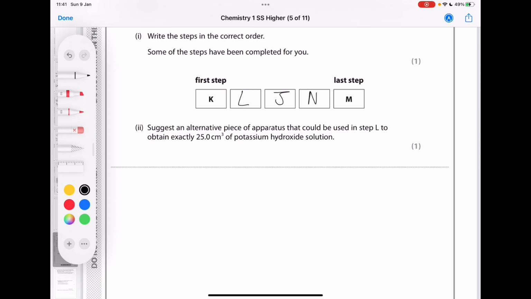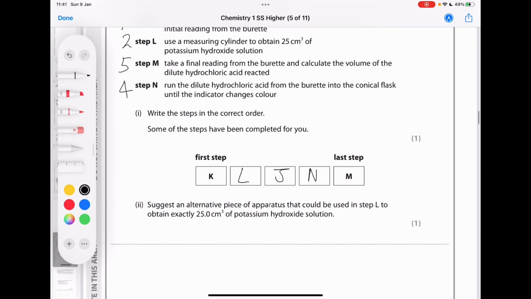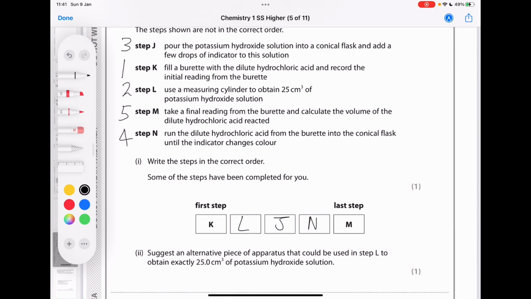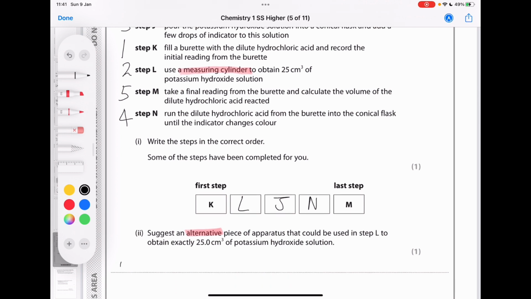Question 2. Suggest an alternative piece of apparatus that could be used in step L. Step L suggested a measuring cylinder. So I cannot use a measuring cylinder because it says an alternative piece of apparatus. So the best one here is a pipette. Those are the ones that you should have used in the titration core practicals, the glass pipettes with the rubber sucky squeezy thing to fill them.